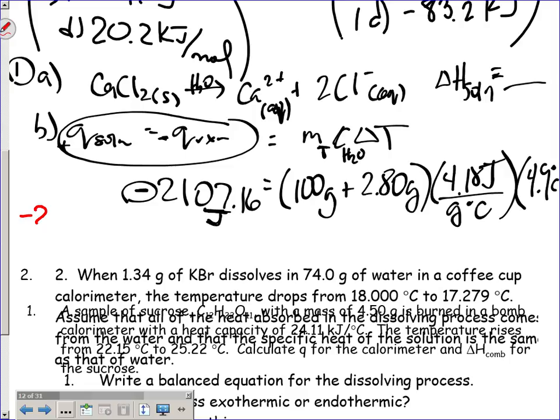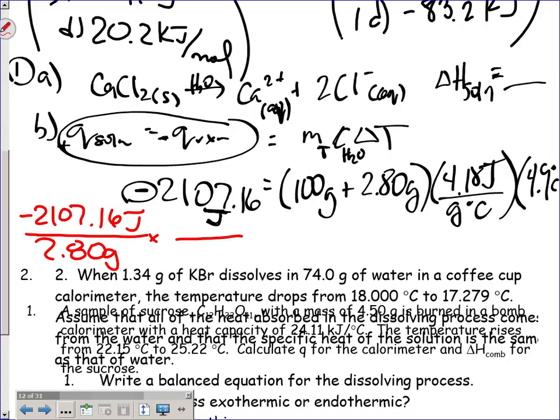Negative 2107.16. I know we've not done sig figs yet, but ignore that for just a moment. This is how much energy is released per what? How many grams of calcium chloride? 2.8. And so, if I want to get that per mole, what do I do next over here?